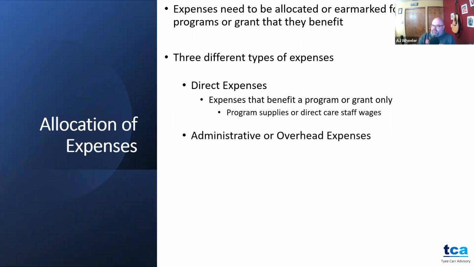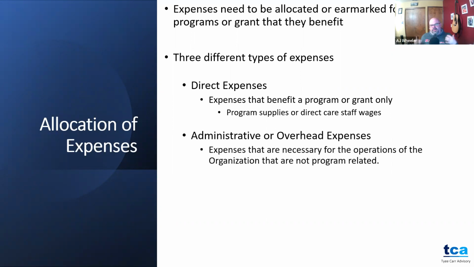Then there are administrative or overhead expenses. They're necessary for the operation of the organization, but they're not related to any program. So think of an executive director's time spent running an organization, or an HR representative making sure everything's in compliance for retirements and stuff like that. It benefits the entire organization, but it can't be attributed only to a program or grant. So that's why you try to claw back some of that money through the indirect allocation, or administrative overhead allocation, that we talked about, the 10%.